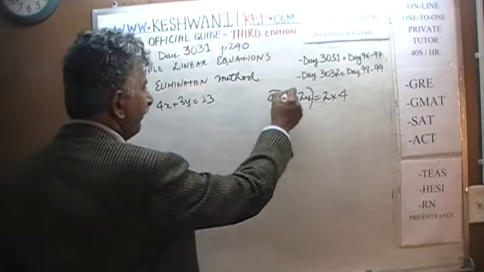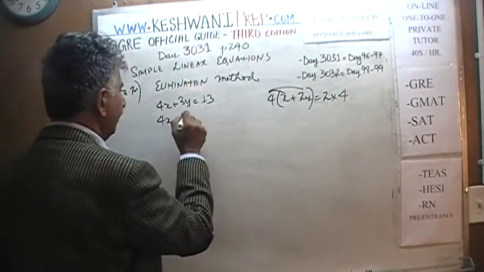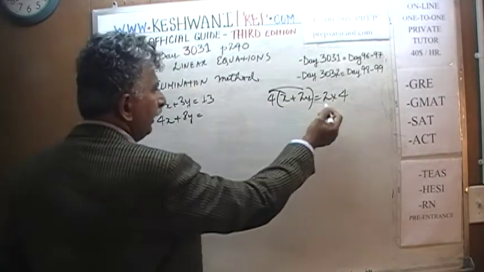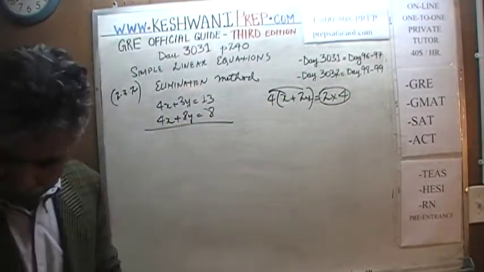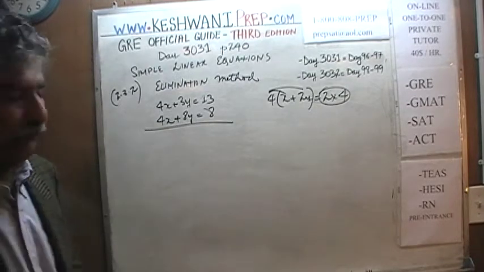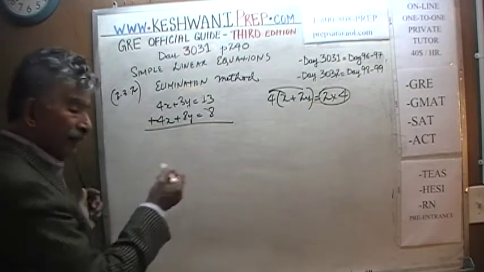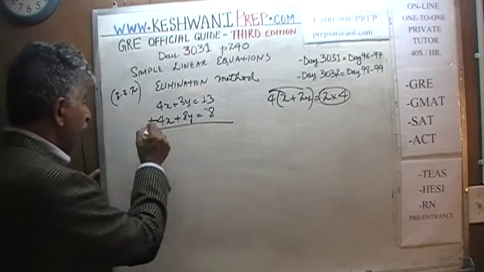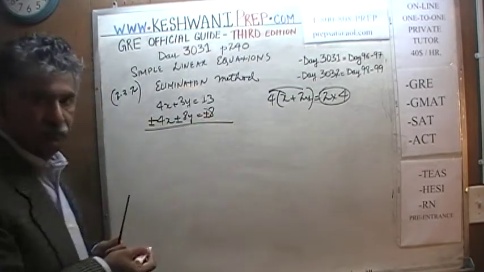So 4 times x is 4x. 4 times 2y is 8y. And 2 times 4 is 8. Now, we're going to subtract one equation from the other. This has a positive sign. Since we are subtracting the second equation from the first equation, we have to change the sign. Positive becomes negative.